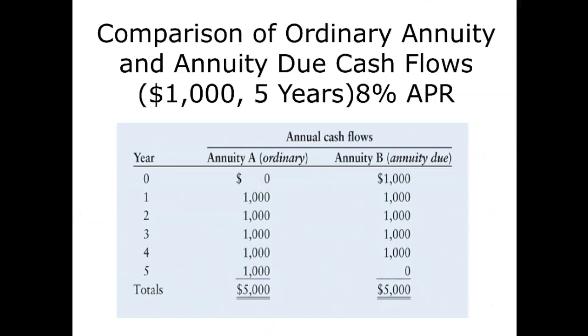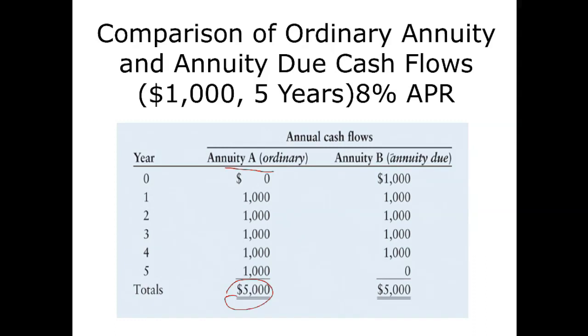Let's compare an ordinary annuity and annuity due. Annuity A is an ordinary annuity, and we can see that the annual cash flows are occurring at the end of each period. So we'd have the beginning of the time 0, and at the end of the first year we'd have a $1,000 cash flow, second year $1,000 cash flow, so all the cash flows are the same. So we have a total of $5,000 in cash flows.